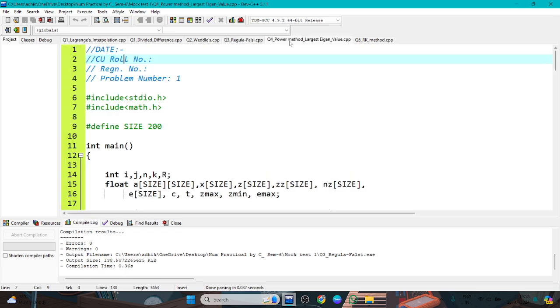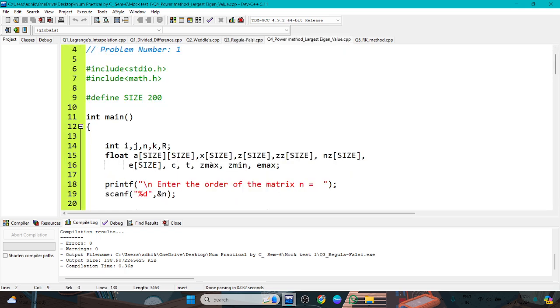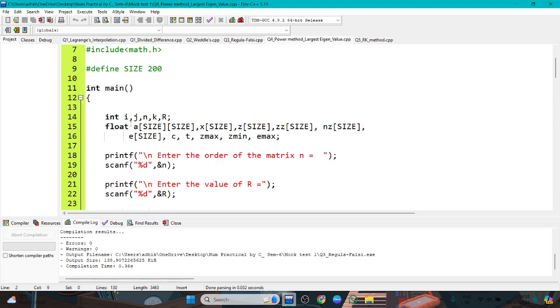Question 4, power method. Include stdio.h, include math.h, define SIZE as 200. Integer variables i, j, n, k, r. Float variables: a, a two-dimensional variable of size by size, x a one-dimensional variable of size, zz a one-dimensional variable of size, nz of size, e of size, ct, z max, z min, e max.